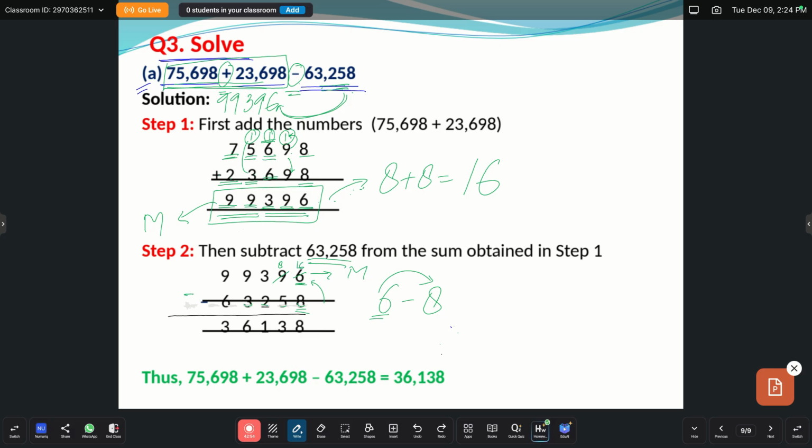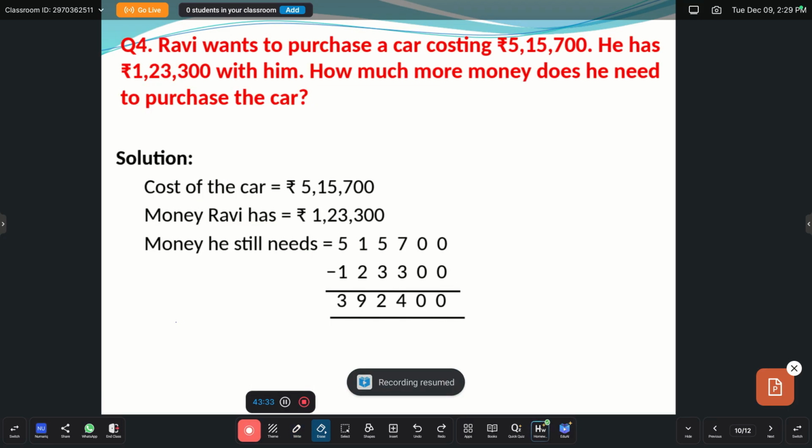What is 16 minus 8? It is 8. What is 8 minus 5? It is 3. What is 3 minus 2? It is 1. What is 9 minus 3? It is 6. And what is 9 minus 6? It is 3. So our final answer is 36,138. Whenever you get these types of questions, you will first add and find the sum. Then you will take that as your minuend and subtract the next number, the subtrahend, from that. Now we will move to question number 4.